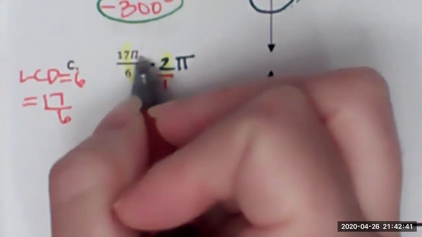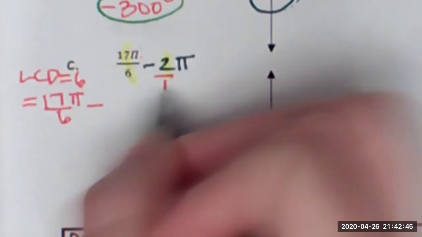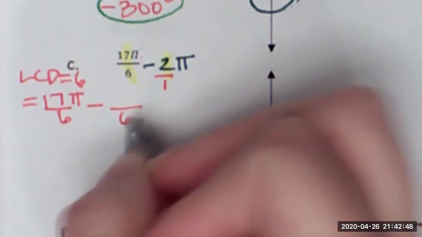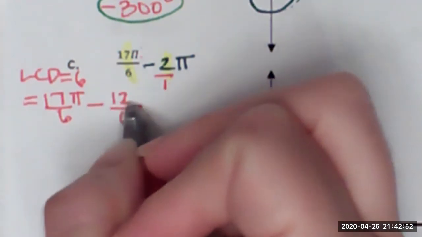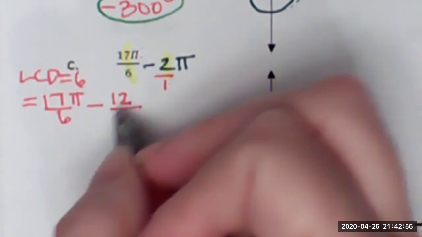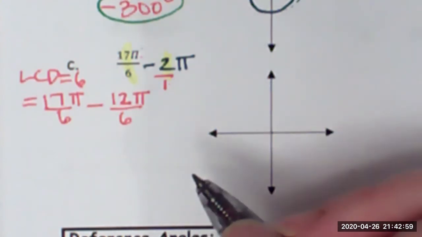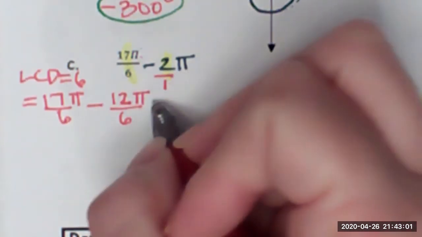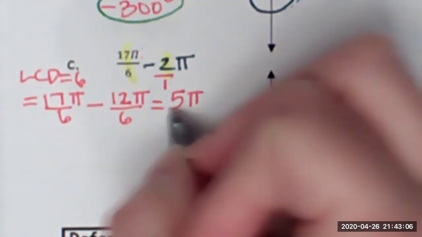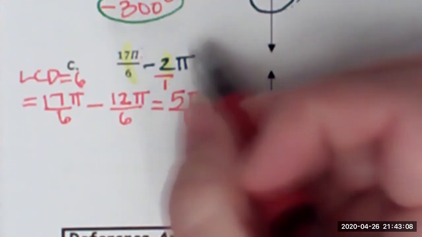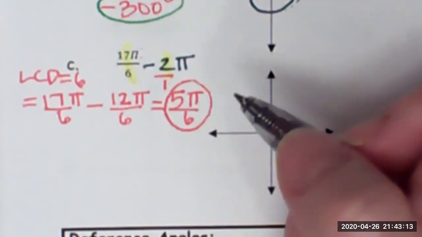So you're really just saying 17/6 pi minus, you know that if I change 1 to 6, I'm multiplying by 6, so I need to change 2 times 6 to 12. So 2 is the same as 12/6. And so then I'm just saying 17/6 minus 12/6 equals 5/6, but I've just got the pi attached. So it's 5/6 pi, or 5 pi over 6. So one coterminal angle in radians is 5 pi over 6.